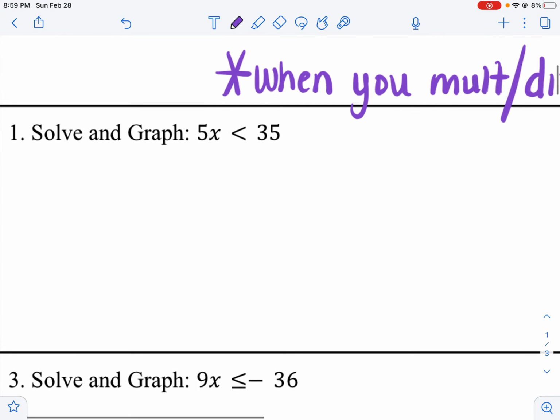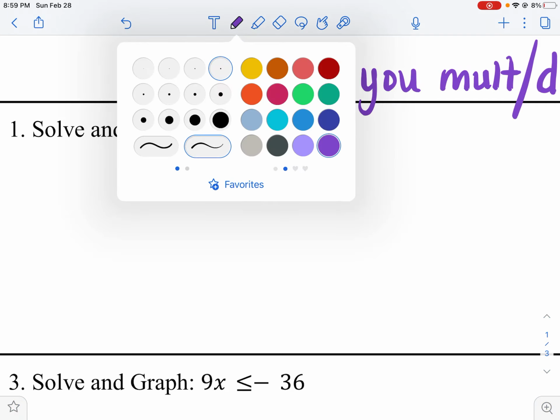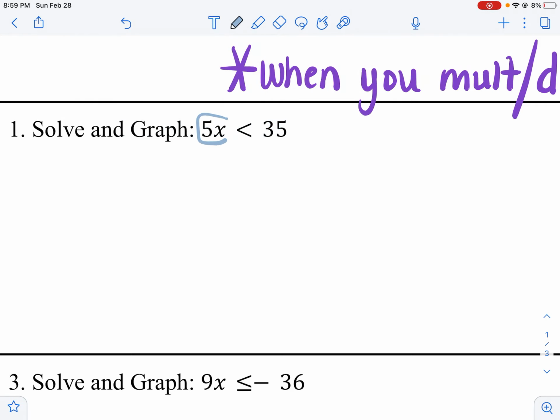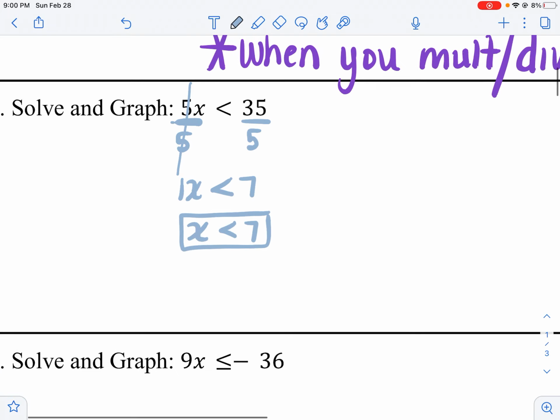So in this first question, we have solve and graph 5x less than 35. We see multiplication, 5x is multiplication. So in order to undo multiplication, we must divide both sides by 5. And our 5's cancel. 5 divided by 5 is 1, so 1x is less than 7. So x is less than 7.